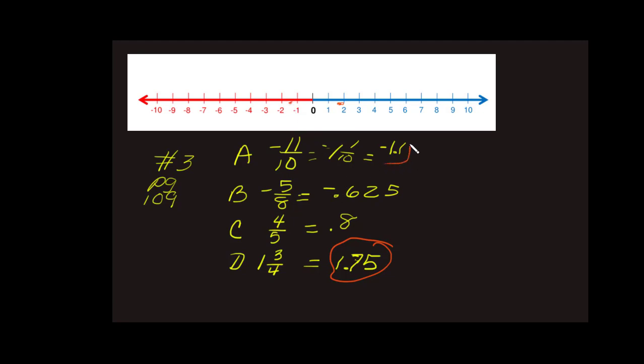So right away, we can tell that negative 1.1 and 1.75 are going to be the furthest away from 0 on the number line. So we can eliminate them right away. So the next thing we need to do is look at B and C. And if you look at the tenths position, you want to compare and see which of these two numbers is smaller, because the smaller number will be closer to 0. So 8 is bigger than 6, so we could determine that B is the correct answer for number 3 on page 109. I hope this helps a little bit.